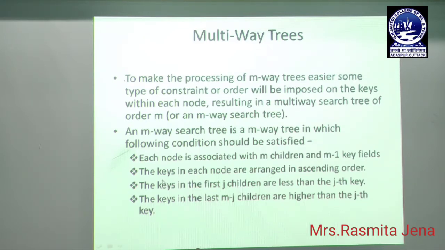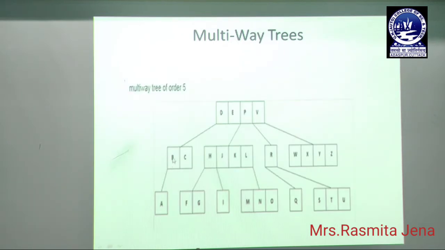The second condition is that the keys in each node are arranged in ascending order. That means the keys present in a child node or in the root node are arranged in ascending order. And the keys in the first j children are less than the jth key, the key which is present in the jth key field. See, this is the key field which points to the child A, and A is smaller than these two key values. Okay.